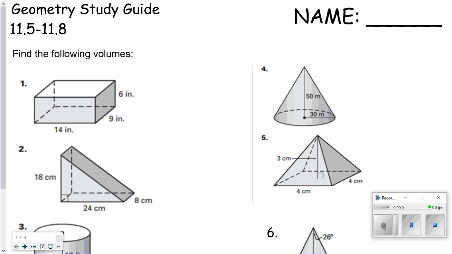Hi everyone, today we are going to go over the study guide for the 11.5 to 11.8 quiz. Find the following volumes. Let's look at number one.